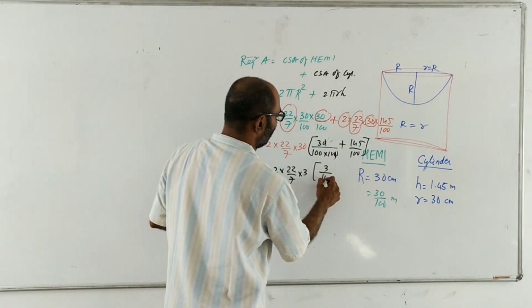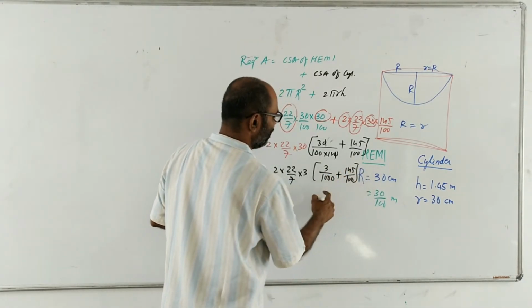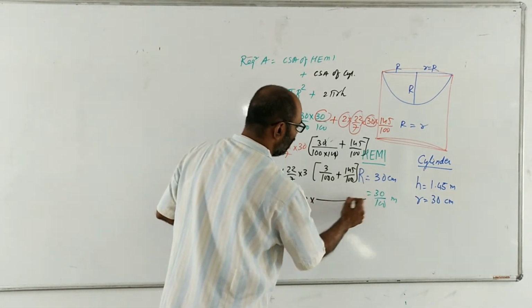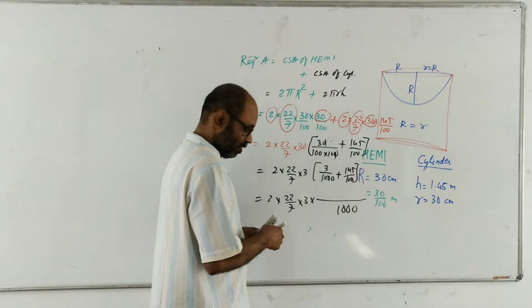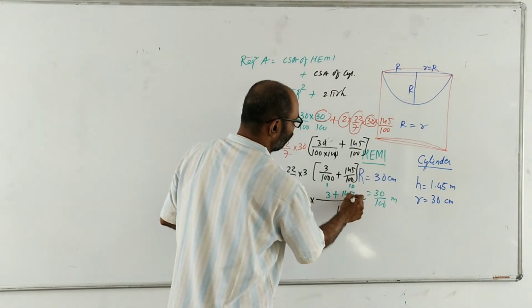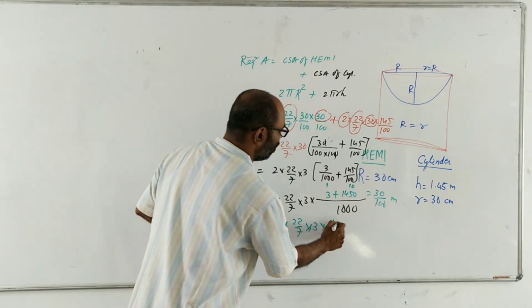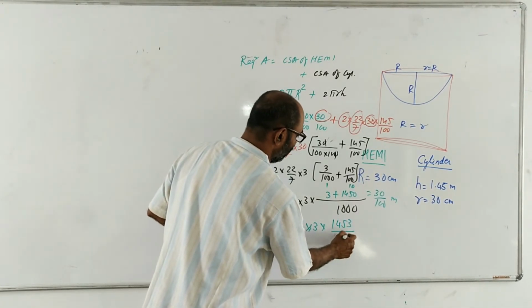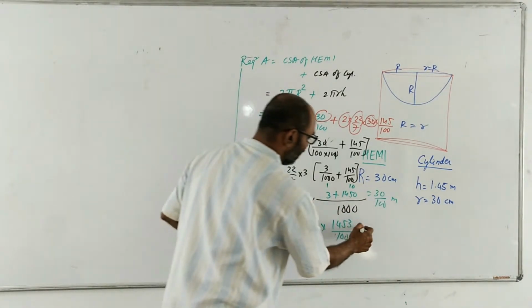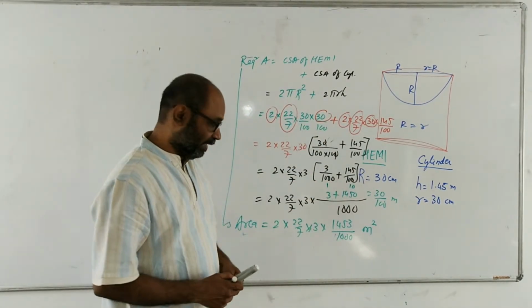Now this is 3 upon 1000 plus 145 upon 100. Well, 2 into 22 upon 7 into 3 into, LCM is 1000. Alright. So 3 plus 1450. So that is 2 into 22 upon 7 into 3 into 1453 upon 1000. This is area, so centimeter, actually meter square, क्योंकि हमने मीटर में कन्वर्ट किया है.